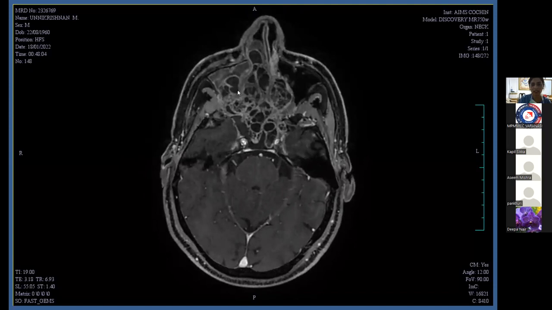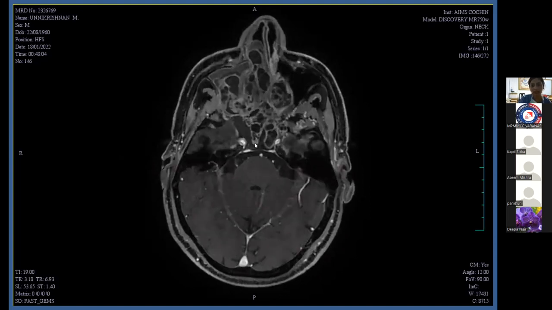Here on the right side, it is abutting the medial wall of the right maxilla, and on the left side also, and then it is involving the posterior wall of the right maxilla. This one cystic bulge is there in the maxilla, from the posterior wall. It is involving the pterygopalatine fossa here. And in the sphenoid we can see the extension of this tumor also.